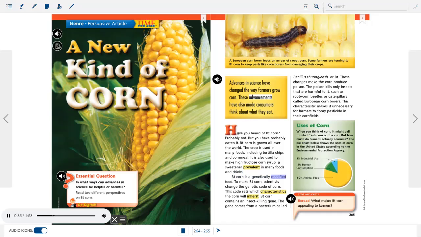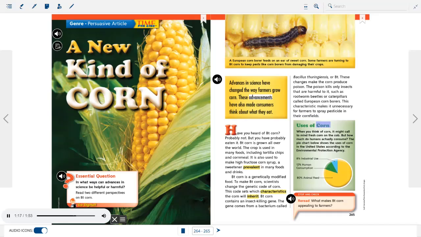Bt corn is a genetically modified food. To make Bt corn, scientists change the genetic code of corn. This code sets which characteristics the corn will inherit. Bt corn contains an insect-killing gene. The gene comes from a bacterium called Bacillus thuringiensis, or Bt. These changes make the corn produce poison. The poison kills only insects that are harmful to it, such as rootworm beetles or caterpillars called European corn borers. This characteristic makes it unnecessary for farmers to spray pesticide in their cornfields.